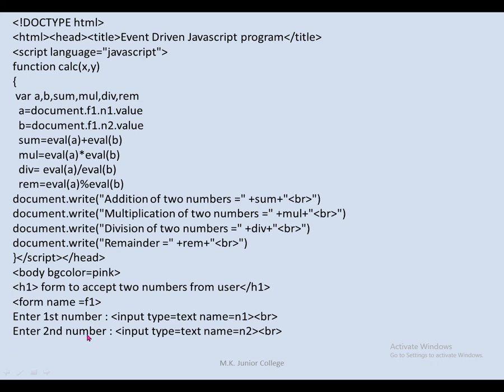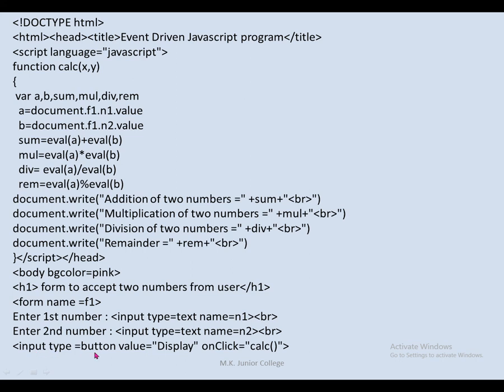Second text box you are creating: enter second number, input type text, name N2. Here N2 you are again linking with B. B is equal to document.f1.n2.value. Suppose you need one more variable here, C. Then one more text box is needed, and again you add a name as N3, and so on. So from here you are linking the text box value to B: document.f1.n2.value. This way these functions and this form will get linked.